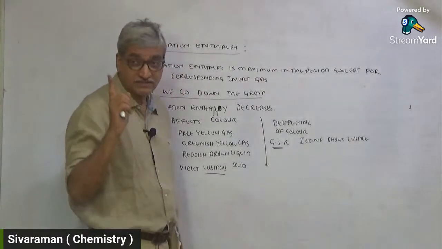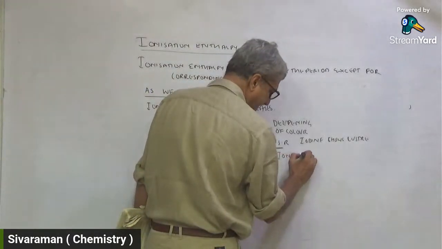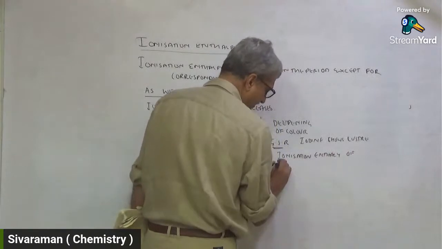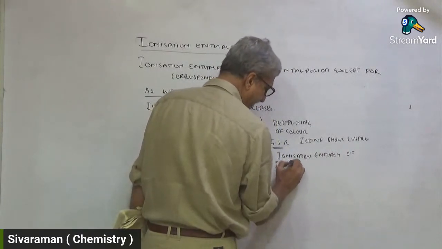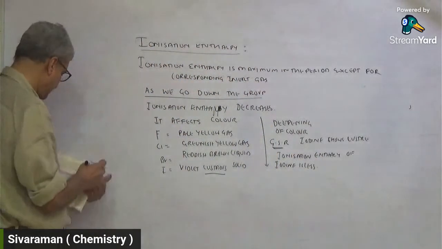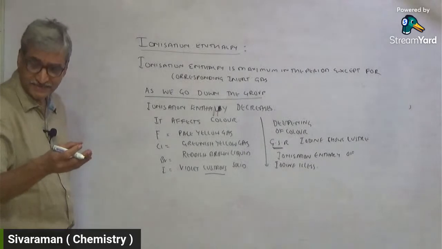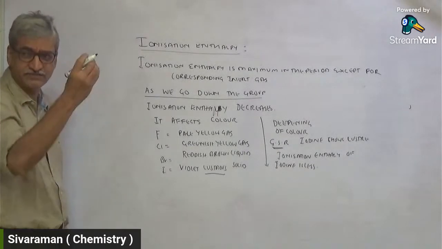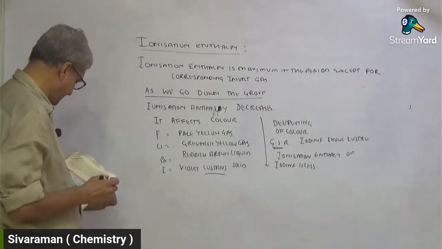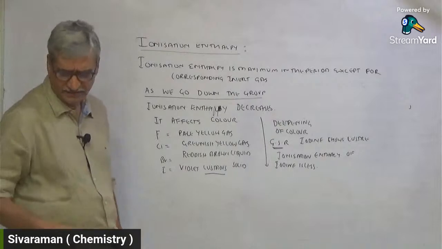So iodine shows luster. That is because the ionization enthalpy of iodine is less. When the ionization enthalpy is less, electrons can move out easily. When sunlight falls on it, an electron jumps and falls back, and that creates luster. Okay, so take down this much. Next we come to electron gain enthalpy. No, we'll talk about electronegativity and then electron gain enthalpy.